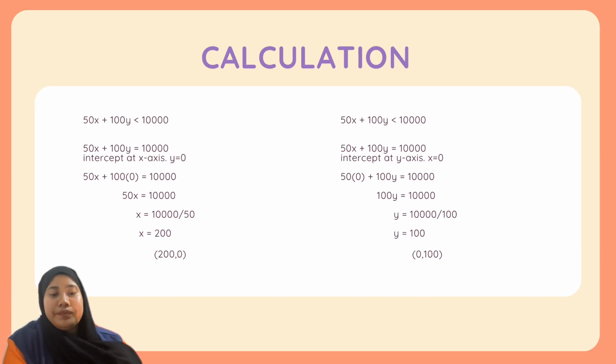For the nuts constraint, 50x plus 100y equals 10,000. If y equals 0, then x equals 200, so the point will be (200, 0). If x equals 0, then y equals 100, so the point will be (0, 100). So these are the points where the lines intersect the axes.